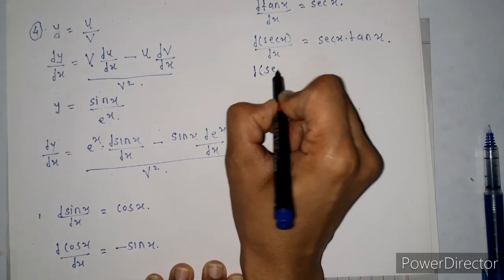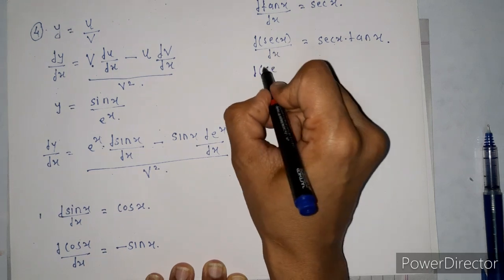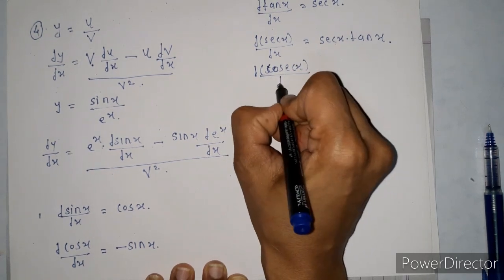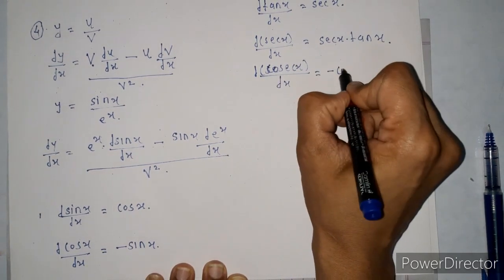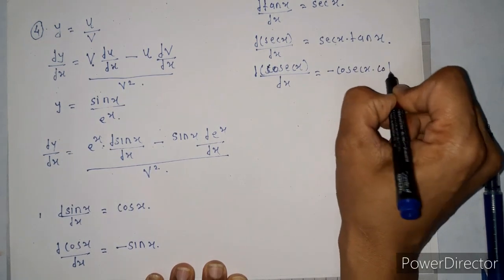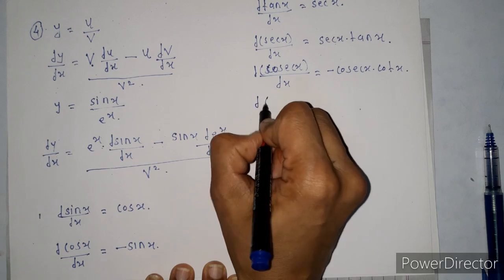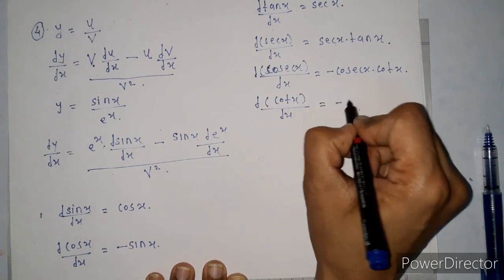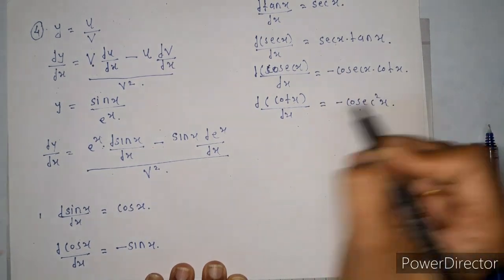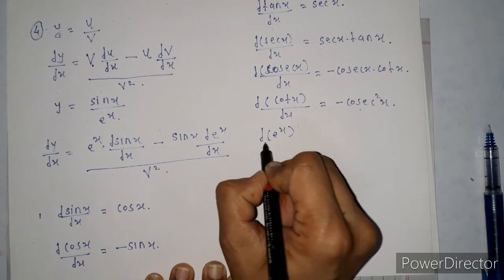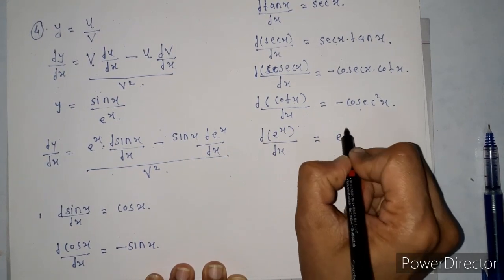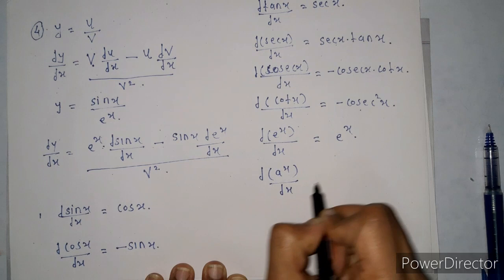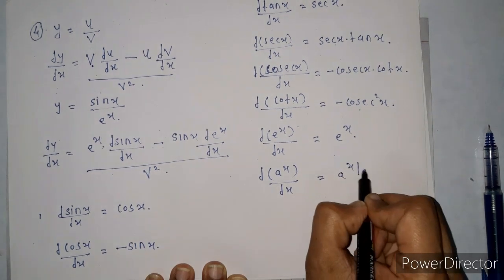Differentiation of cosec x with respect to dx equal to minus cosec x into cot x. Differentiation of cot x with respect to dx equal to minus cosec square x. Differentiation of e raised to x with respect to dx equal to e raised to x. Differentiation of a raised to x with respect to dx equal to a raised to x log of a.